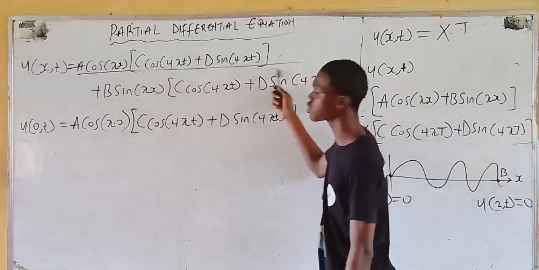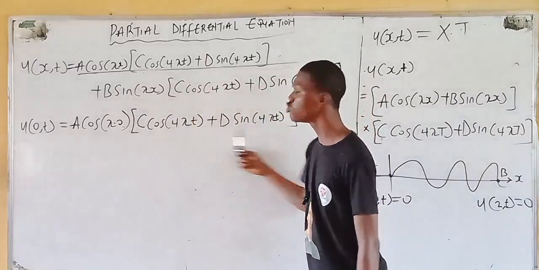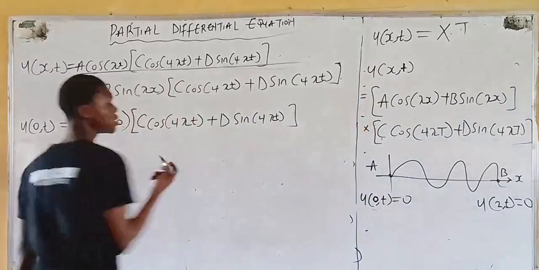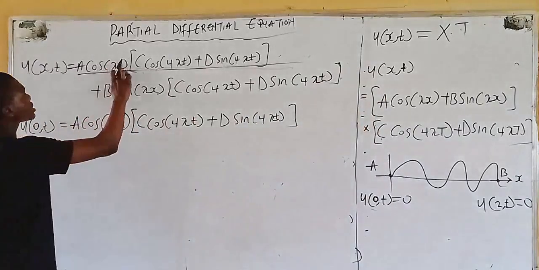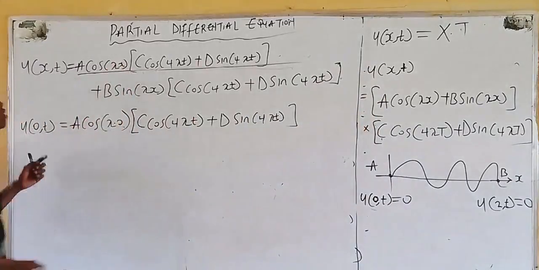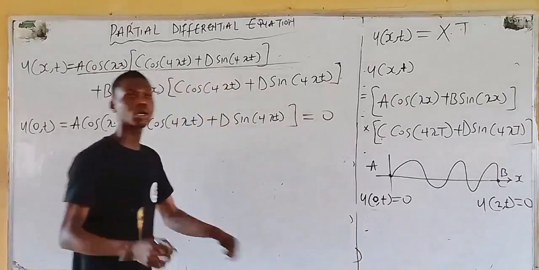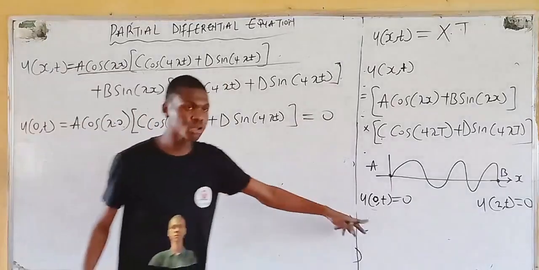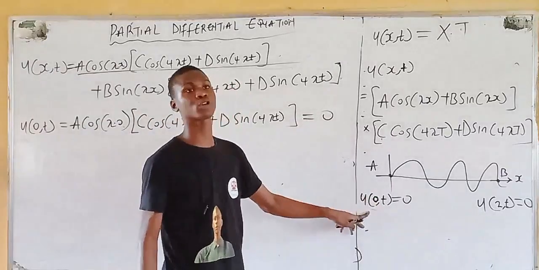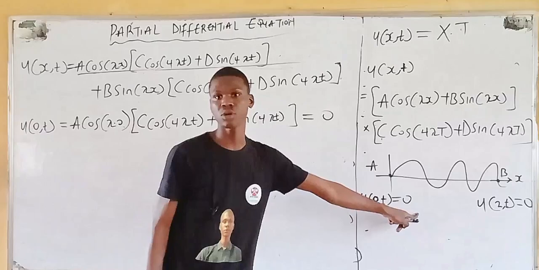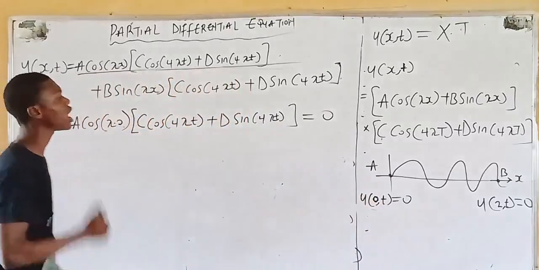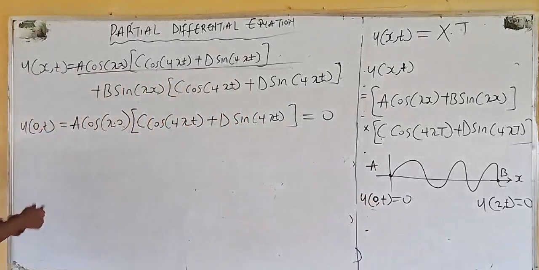Do we have any function of x here? No, so you repeat it. And this boundary condition is telling me that this is equal to 0. Any question? This is the boundary condition. Once you substitute x equals 0, equate it to 0. By the time you equate it to 0, what do you have? Because cos 0 is 1.